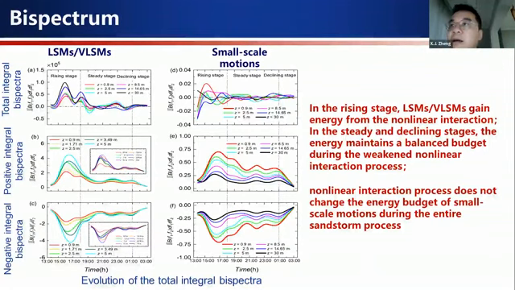In the steady and declining stages, the integral bispectrum values are significantly reduced and vibrate around 0, indicating the energy maintains a balanced budget during the weakened nonlinear interaction process. For small scale motions, the integral bispectral values only vibrate around 0, indicating that the nonlinear interaction process does not change the energy budget of small scale motions during the entire sandstorm process.